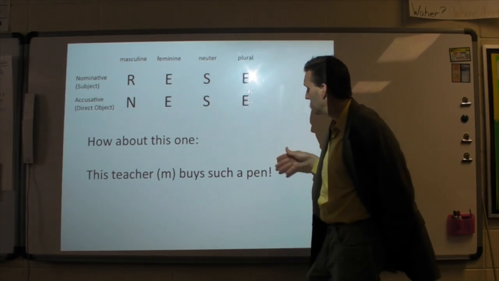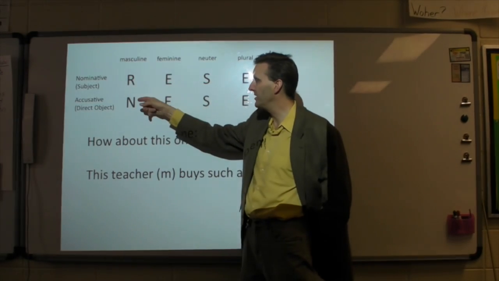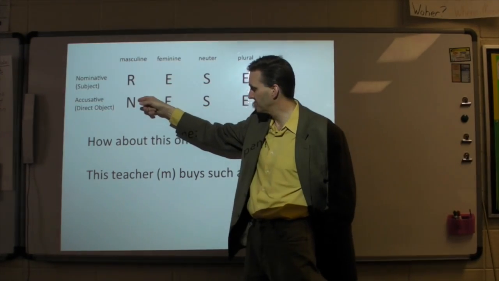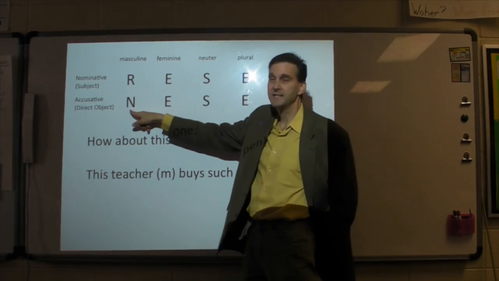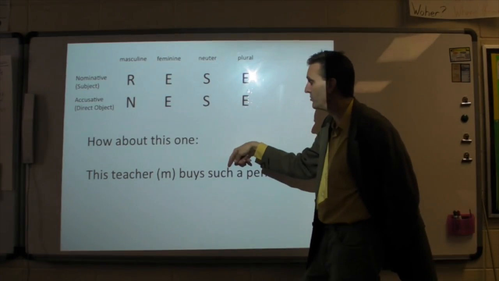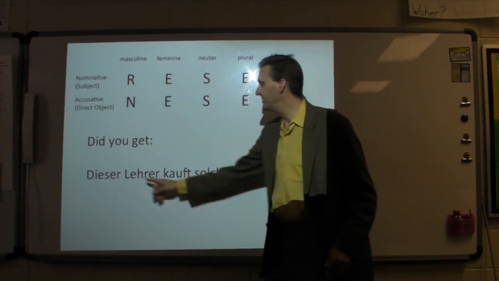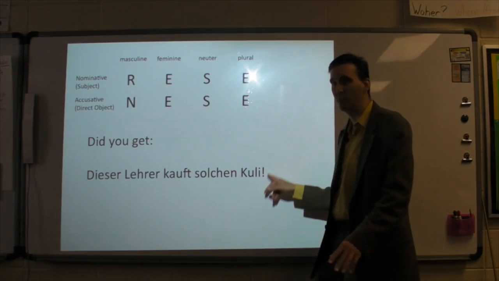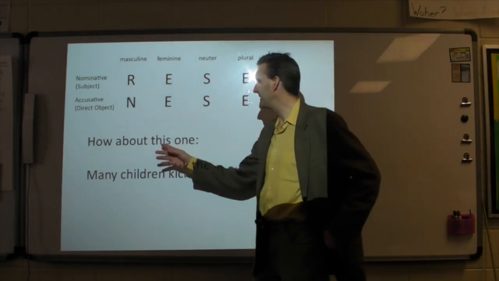However, it's what's being bought, therefore the pen is going to be the direct object. So this such a is going to need an end with this N right there. So solchen, Kugelschreiber or Kuli. Okay, so dieser Lehrer kauft solchen Kuli. There we go. How about this one?